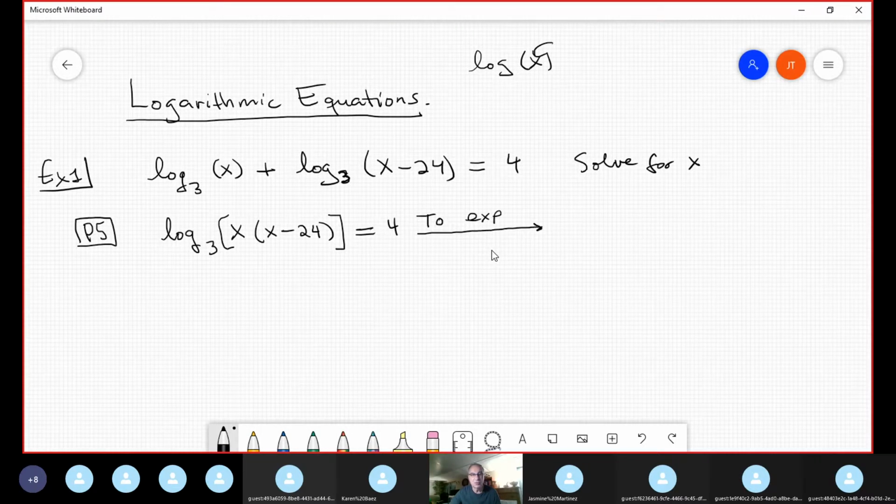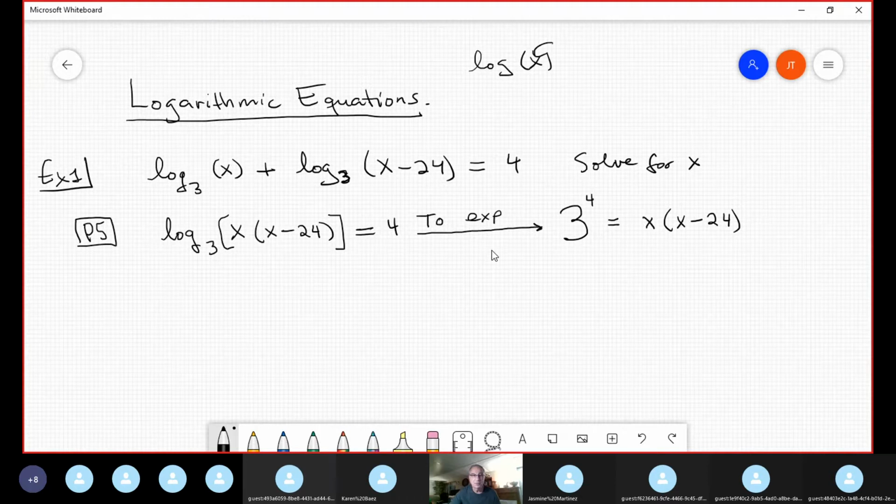So the conversion to exponential: first of all, what is the base in this problem? The base is 3. This is a small 3, I put it back as a big 3. The exponent is always the answer of the logarithm, so this exponent is 4. It is equal to the rest, and the rest is x times x minus 24.